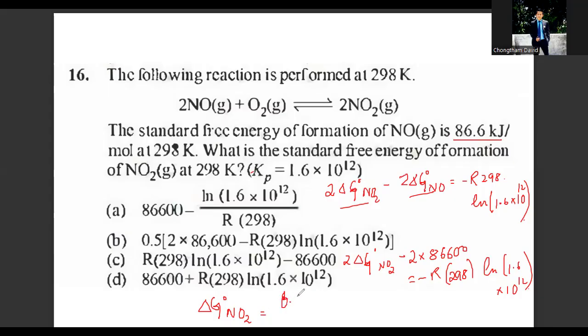So it would correspond to, after simplifying, 0.5 times 2 into 86,600 minus R times room temperature. And you need not find all this, because if you look at the options, they have given some values. So corresponding to that, option B is the answer for question number 16. I hope this is clear.